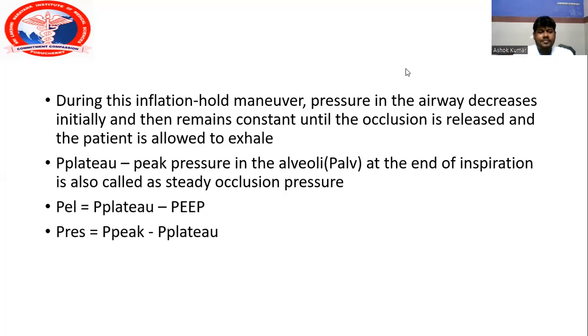In the previous slide we showed the inflation hold maneuver: the pressure in the airways decreases initially and remains constant until the occlusion is released, then the patient is allowed to exhale by blocking the expiratory circuit. Plateau pressure is the peak pressure in the alveoli at the end of inspiration, called steady occlusion pressure. Elastic pressure is plateau pressure minus positive end expiratory pressure, and resistance pressure is peak pressure minus plateau pressure.